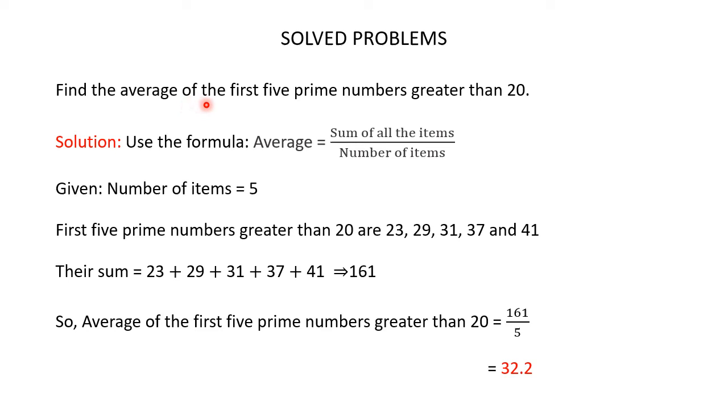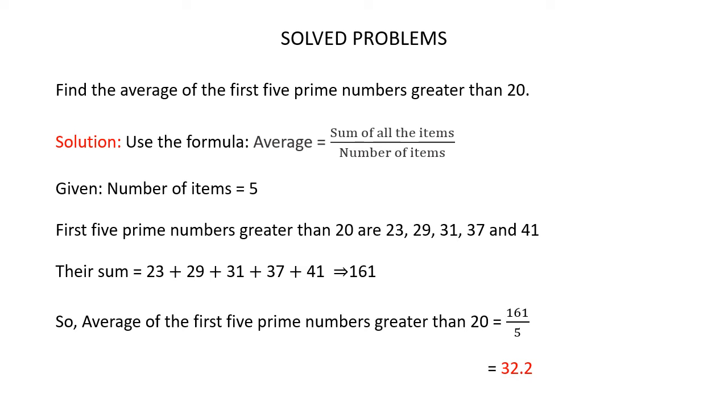Find the average of the first 5 prime numbers greater than 20. Now to find the average, use the formula: average is equal to sum of all the items divided by number of items. Now here we are asked to find the average of the first 5 prime numbers. So we know that the number of items is 5.